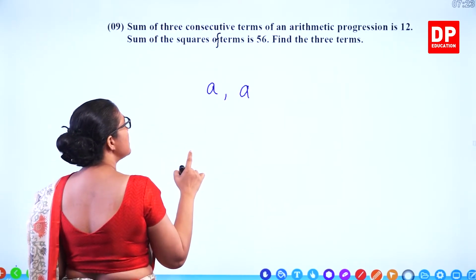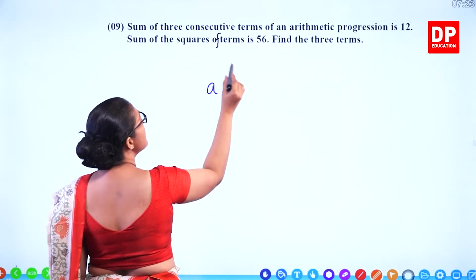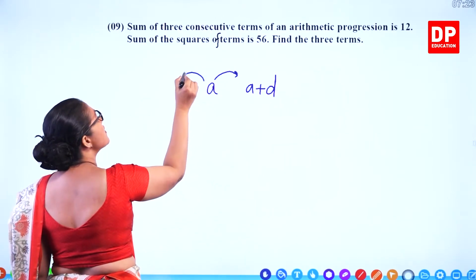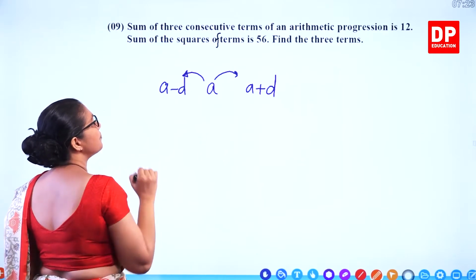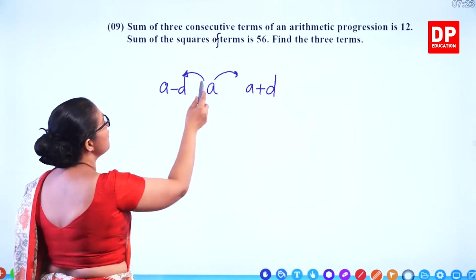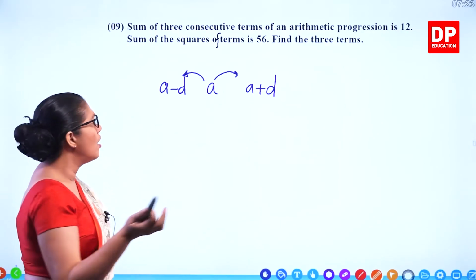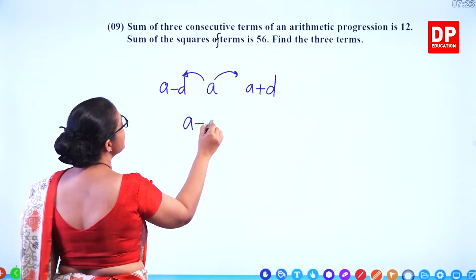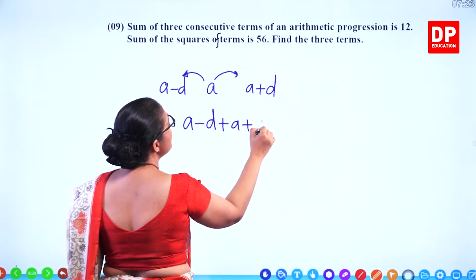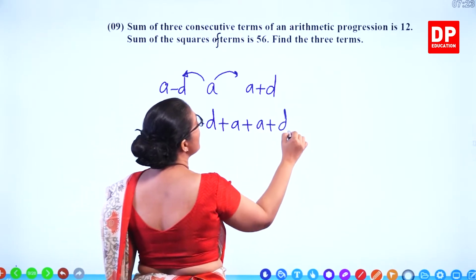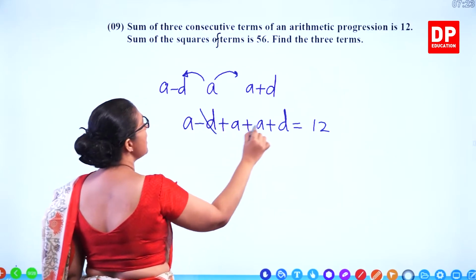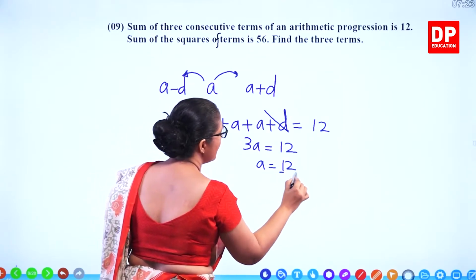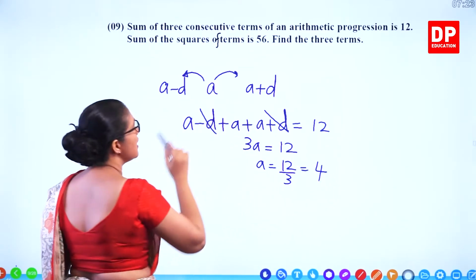Or you can take the middle term as a. Then what's the next term? You are adding d. The previous term, you are subtracting d. So both ways you can do. You can find a for the first term or the other way around. Now the sum. It says the sum of all 3 terms is 12. So d gets cancelled out. 3a equals 12. a becomes 12 over 3. That's 4. So the middle term is 4.